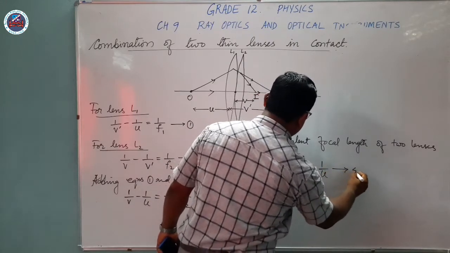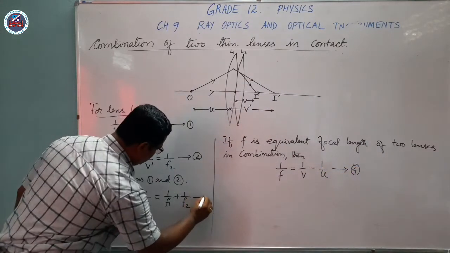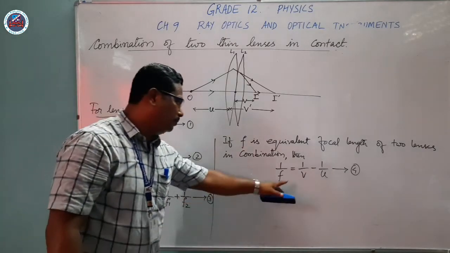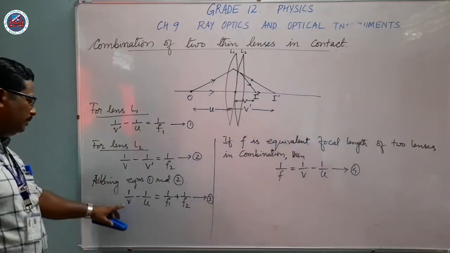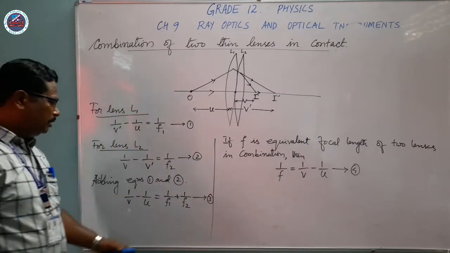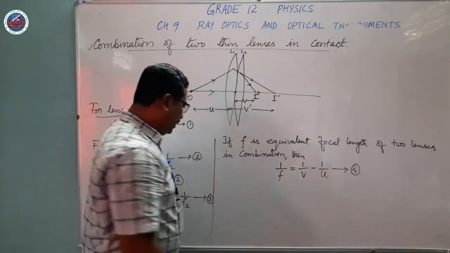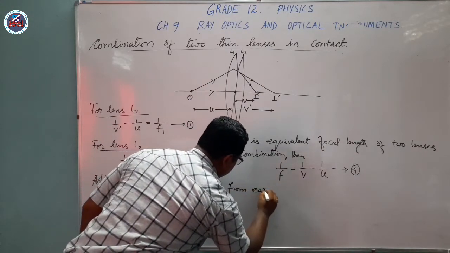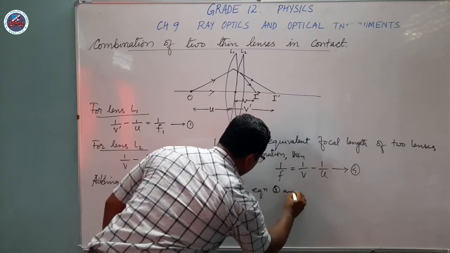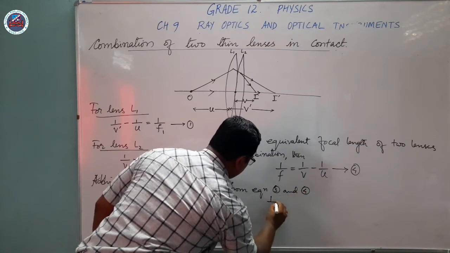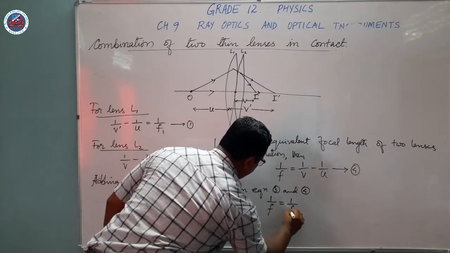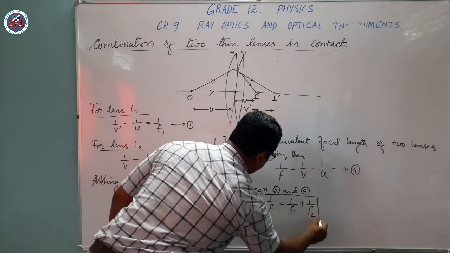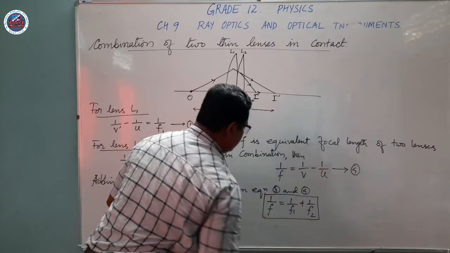Let us mark this as equation number 4 and this one as equation number 3. Now if you compare equation 3 and 4, in place of 1 by v minus 1 by u, you can replace it with 1 by f. From equation 3 and 4, you can write 1 by f is equal to 1 by f1 plus 1 by f2. So f here is the equivalent focal length.